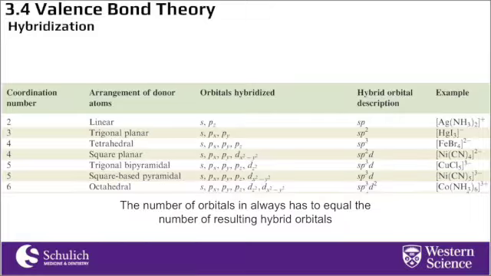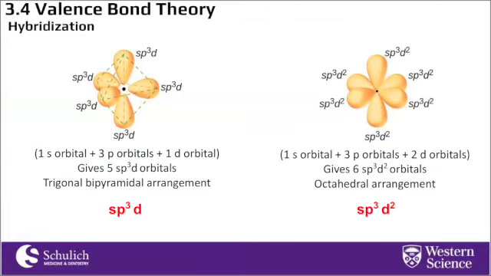So if we go back to this slide here, you can see this sp3d hybridized orbital involves 1 s orbital, 3 p orbitals, and 1 d orbital that are all overlapping to form hybridized orbitals. This will result in 5 sp3d orbitals.